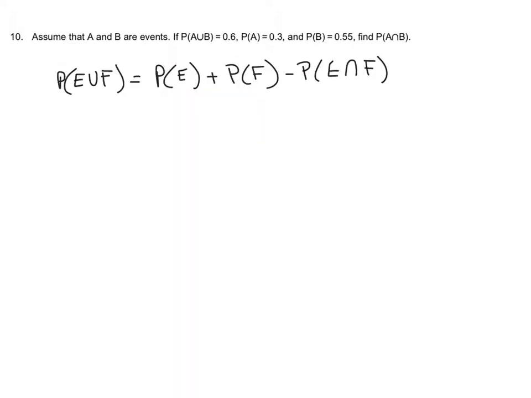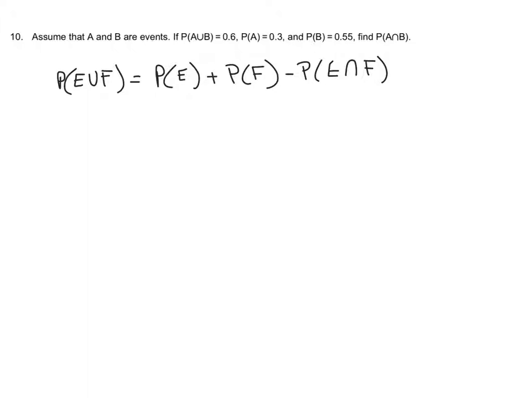Assume that A and B are events. If the probability of A union B equals 0.6, the probability of A equals 0.3, and the probability of B equals 0.55, find the probability of A intersection B. In order to solve this, I'm going to use the union formula. And this formula is written on the screen.